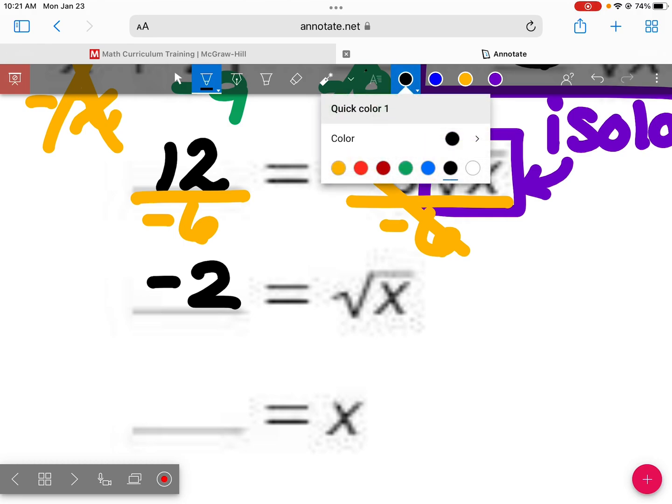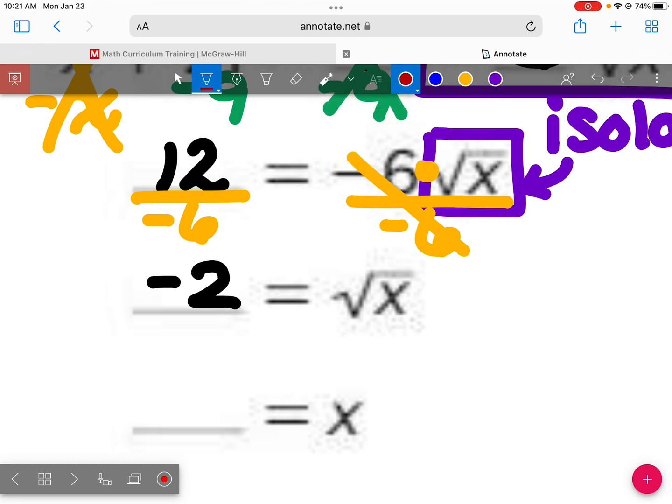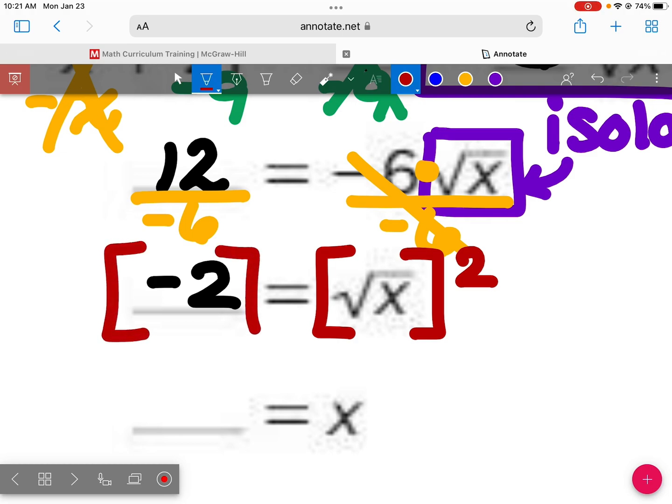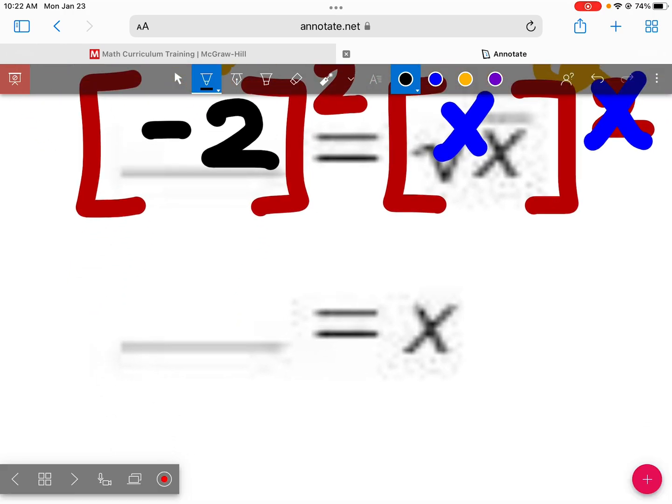How do I get rid of the radical now? Power. Power of what? What's the index? Yes, power of 2. And if I do it to one side, I have to do it to the other side. Perfect. So the squared and the square root cancel each other out. I have -2 squared. What does it mean to square something again? Times it by itself. If I take a -2 times another -2, what do I get? +4.